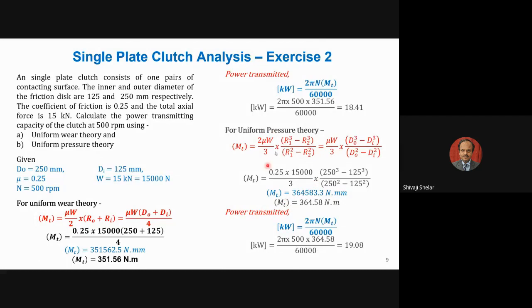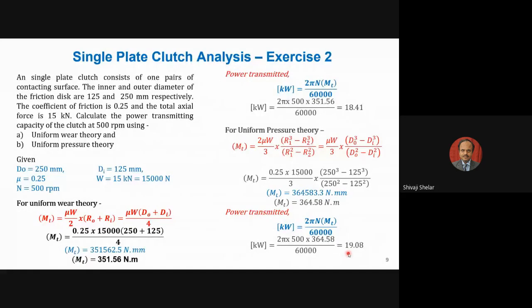Therefore, for the power transmitted considering uniform pressure theory, the power rating will be 2 pi n Mt upon 60,000. So 2 pi and 500, and Mt here by uniform pressure theory is 364.58. This value comes out to be 19.08 kilowatt. In the last lecture I told you when to use uniform pressure theory and when to use uniform wear theory.